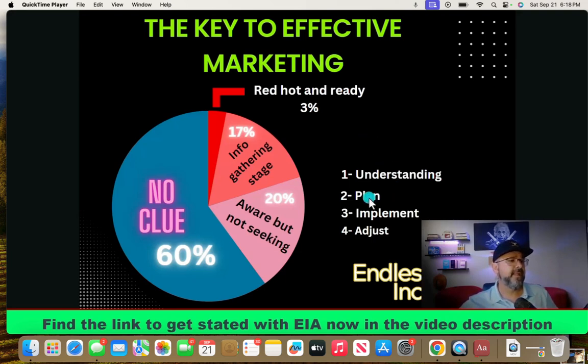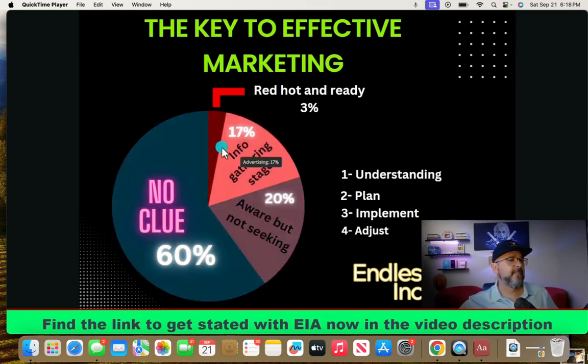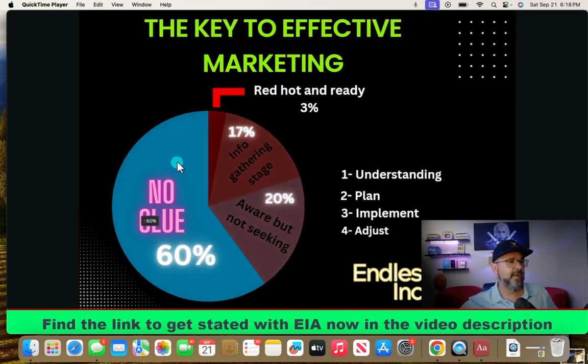Now, let's talk about the plan. So the obvious plan would be to create a plan that permits you to market to all of these 4 pieces of the market: the 3%, the 17%, the 20%, the 60%. Again, you don't really need to focus here. They're going to see it. But that being said, these 3 are particularly important.